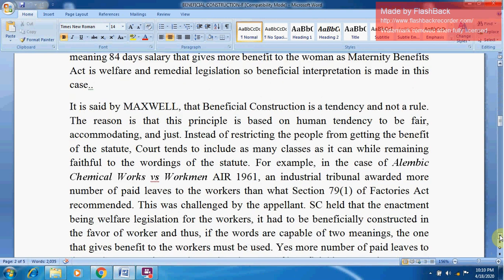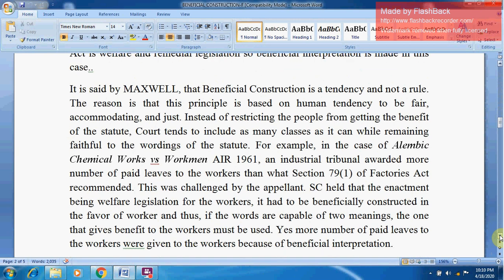It is said by Maxwell, the beneficial construction is a tendency and not a rule. Yes, I already discussed this earlier. The reason is that this principle is based on human tendency to be fair, accommodating, and just. Instead of restricting the people from getting the benefit of the statute, courts tend to include as many classes as they can while remaining faithful to the wordings of the statute.